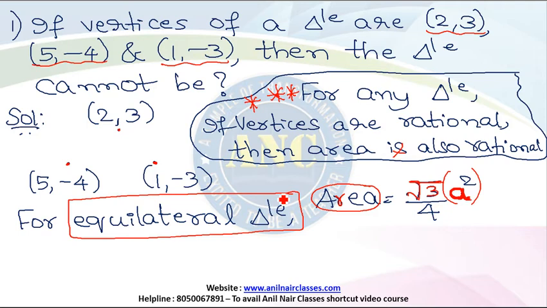Why can it not be an equilateral triangle? Because if I substitute a rational value for side a, then the area is not becoming a rational number. That means it is not valid for one type of triangle. Which triangle is it not valid for is the question. The answer is the equilateral triangle. I believe this basic understanding is very clear for you.